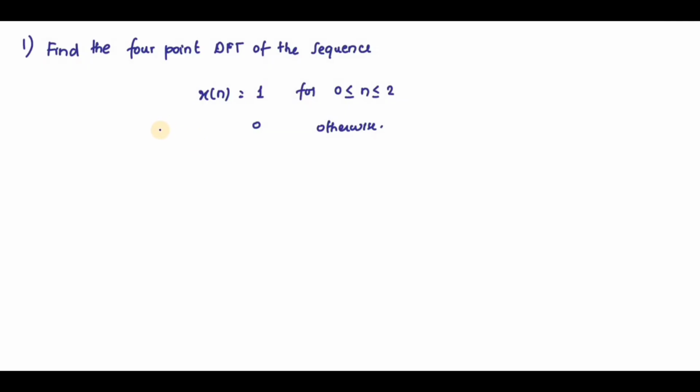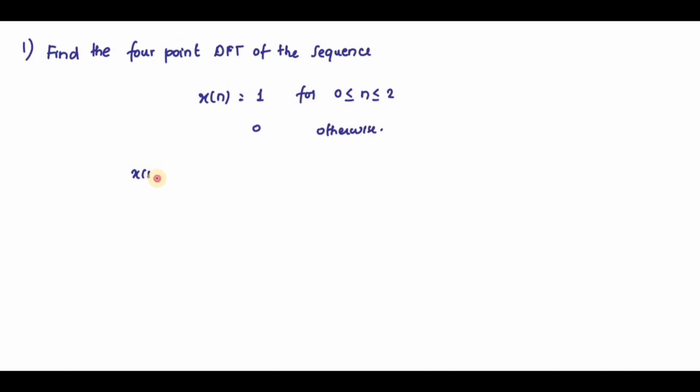So in this video, we are going to discuss how to find the 4-point DFT of the sequence. They are given the sequence x of n is equal to 1 for 0 less than or equal to n less than or equal to 2. That is, x of n is equal to, if n is 0, you will get the output as 1. If it is 1, then also the output is 1. If n is 2, you will get the output as 1. Right? If it is 3, it becomes 0.